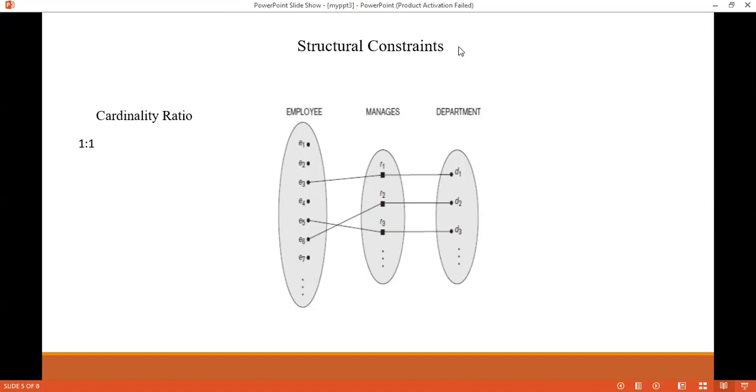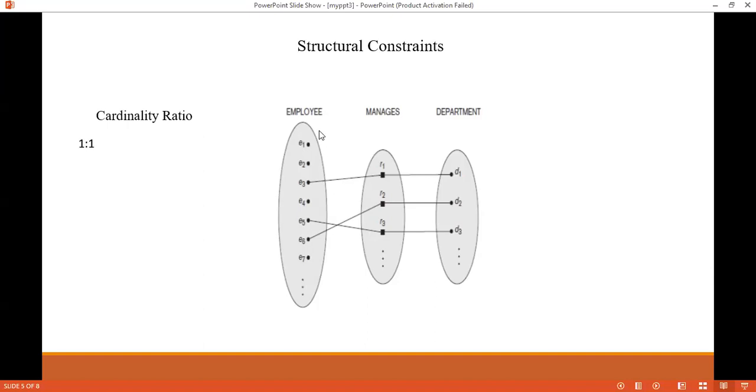What are structural constraints on a relationship type? There are two things when it comes to structural constraints. The first one is cardinality ratio, and the second one is participation constraints. Now let us understand what cardinality ratio is. Cardinality ratio is nothing but the maximum number of relationships an entity is participating in.